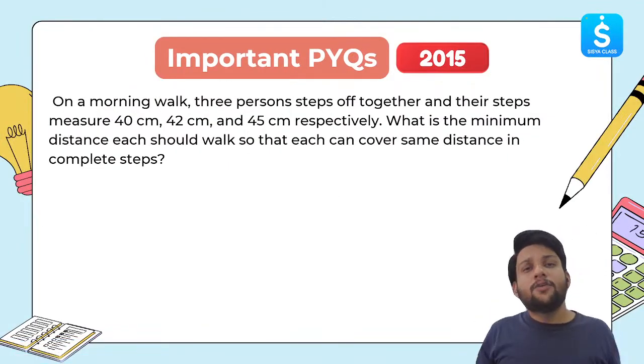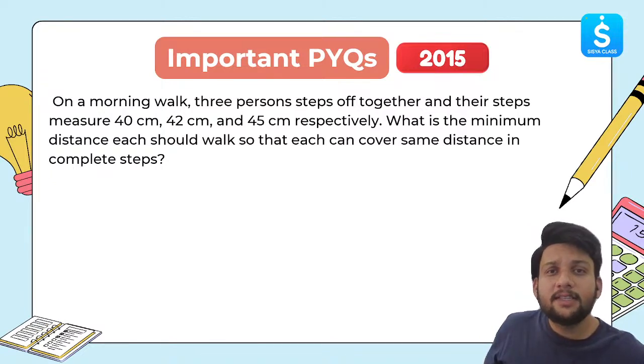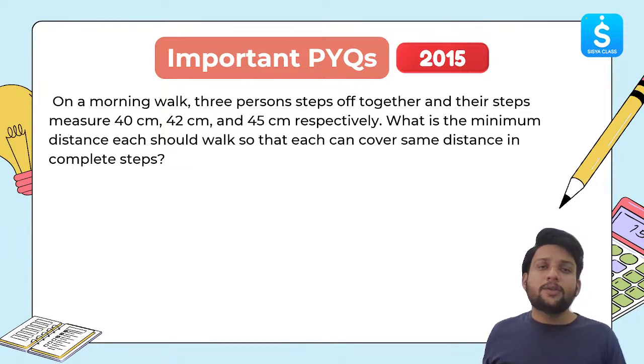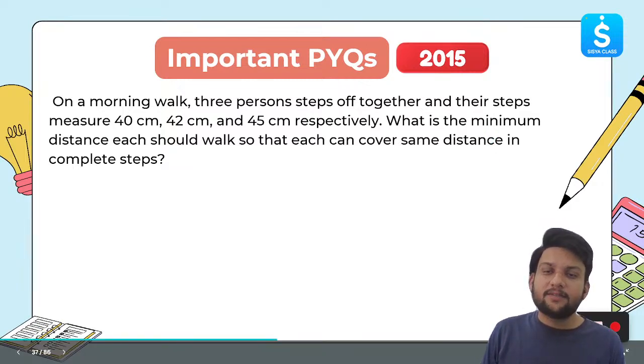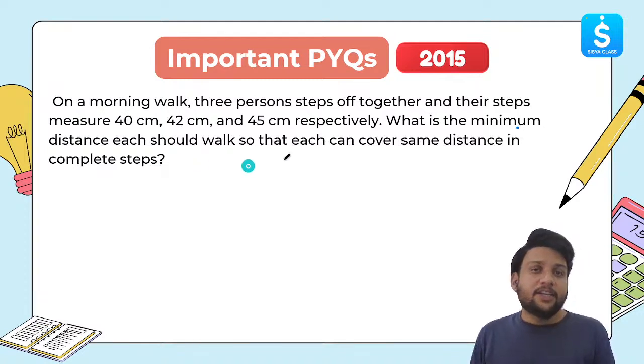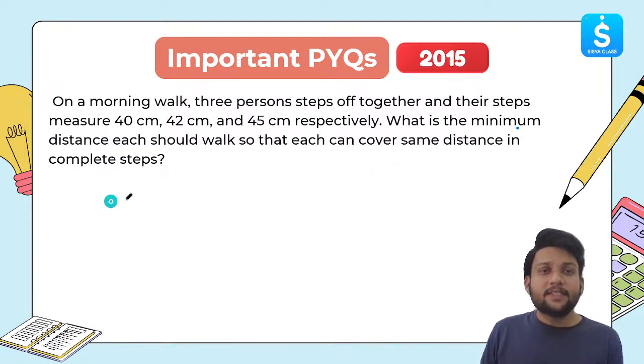What is the question? On a morning walk, three persons step off together and they measure 40 centimeters, 42 centimeters, and 45 centimeters. What is the minimum distance each should walk so that each can cover the same distance in complete steps? See, that's what I was telling you. Minimum means what we have to do: find LCM.